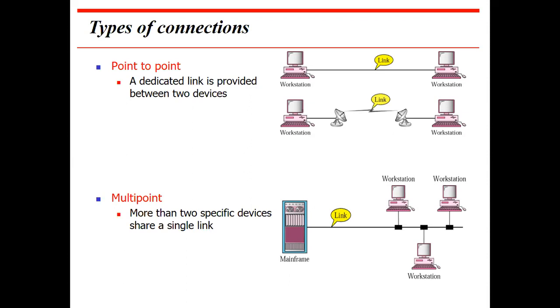The second one is multi-point. That is, more than two specific devices share a single link. When more than two specific devices share a single link, it is called multi-point or multi-drop. So there are two types: one is point-to-point, and the other is multi-point connections between the devices.